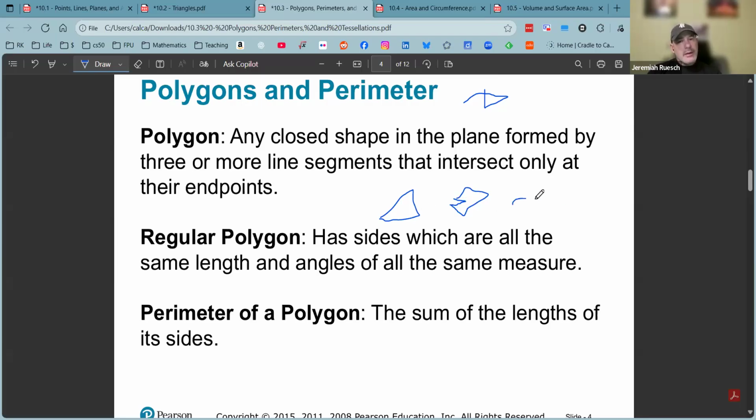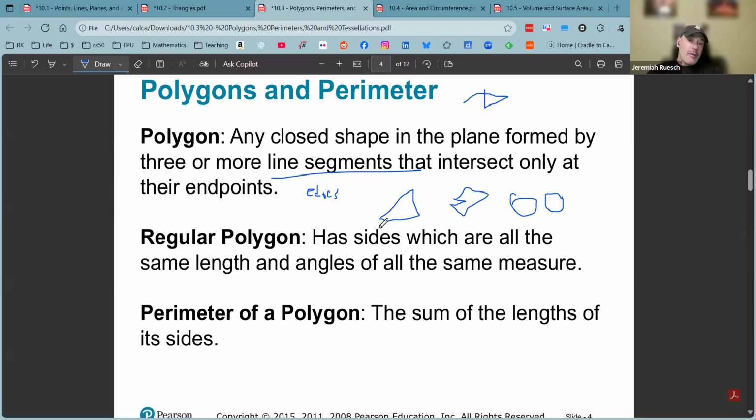Pretending to draw straight lines. I'm trying to draw a circle here. Those look like glasses. So circles are not polygons because they don't have edges. Edges are straight line segments. So line segments are called edges. So if they don't have edges, then it can't be a polygon.